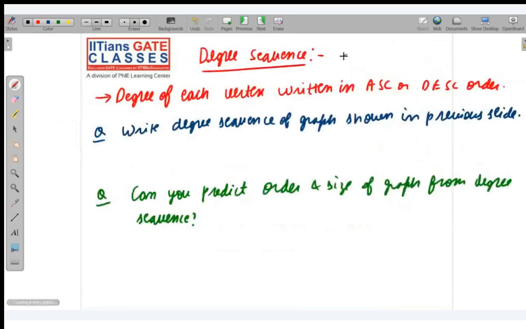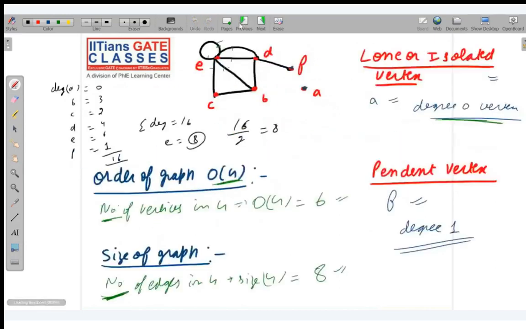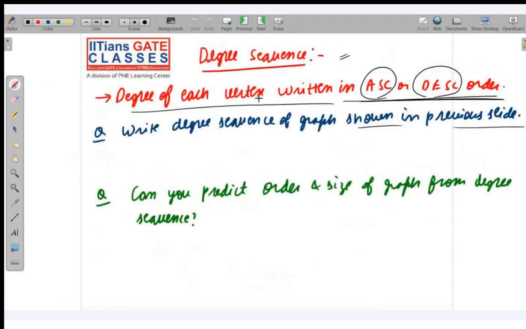Degree sequence means the degree of each vertex written in ascending or descending order. So, write the degree sequence of the graph shown in the previous slide. This was the graph. So what is a degree sequence? The degree of each vertex we have to write, but it should be in ascending or descending order. If I write it in ascending order, what will be our answer?